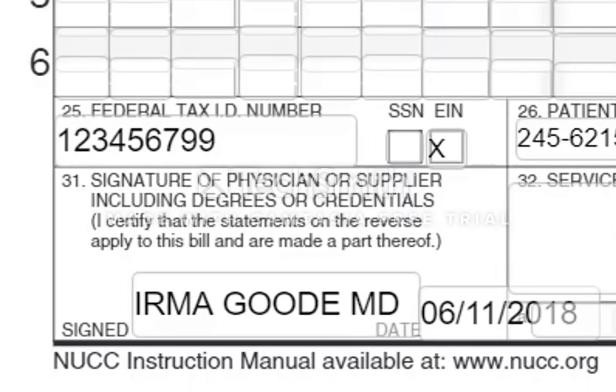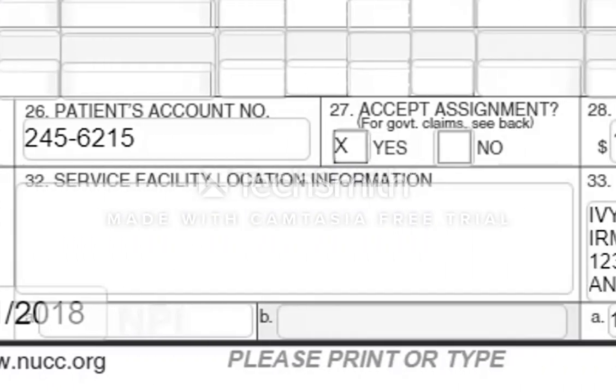Now, block 25, once again, we are going to be filling in either the EIN or the Social Security number. This, 9 times out of 10, will be that EIN, so make sure you mark EIN. 26 will automatically be our patient's account number. We can put that punctuation in there. 27, this is once again if they accept assignment. If they are a participating provider with Medicare, they must put yes in block 27. If they are a non-participating provider, they do have the option of marking yes or marking no.